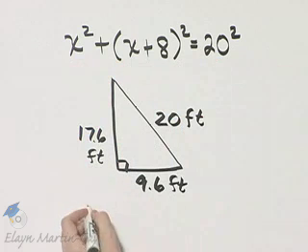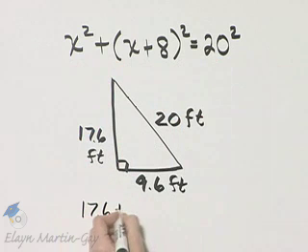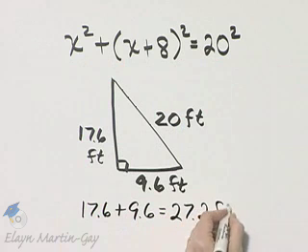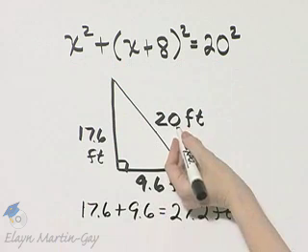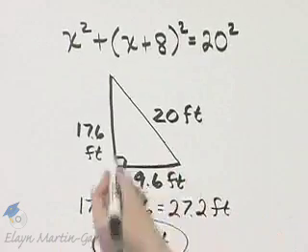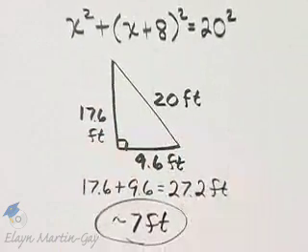27 and 2/10 feet walking distance. If we subtract the 20 feet, how much longer does this take? Approximately 7 2/10 feet, so rounded to the nearest whole foot, approximately 7 feet longer to walk around the corner rather than the diagonal.